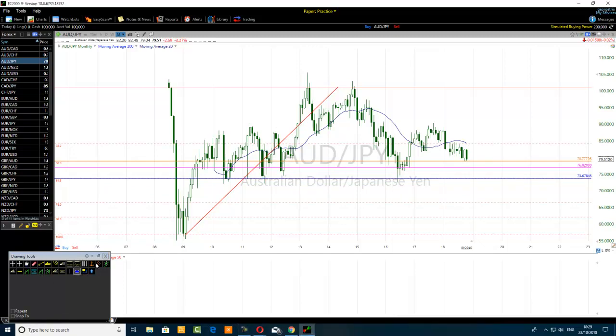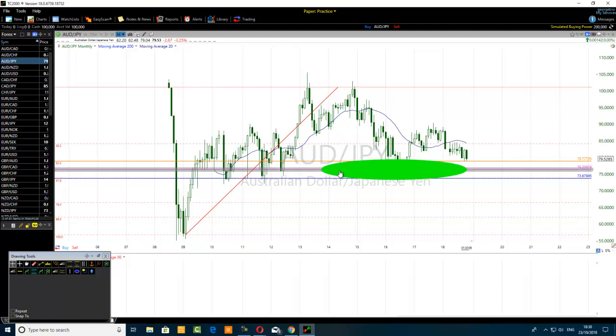Those of you who know about the Fibonacci sweet spot zone, the zone between the 50% and the 61.8% is what we call the sweet spot zone. So the zone between the orange line and the blue line is what we call the sweet spot zone. I'm moving the line now, okay?